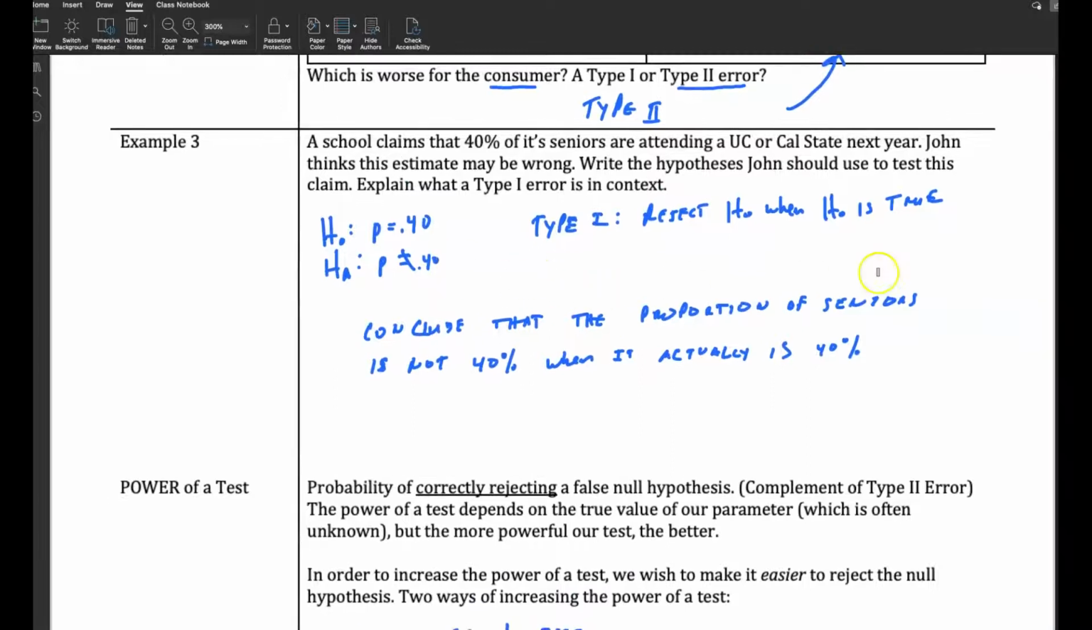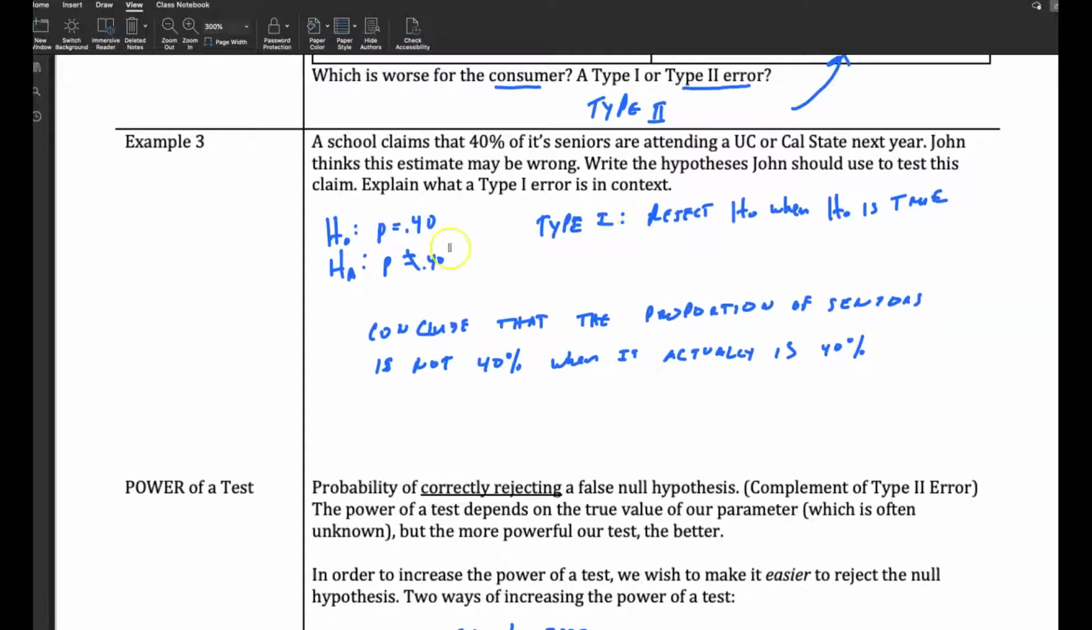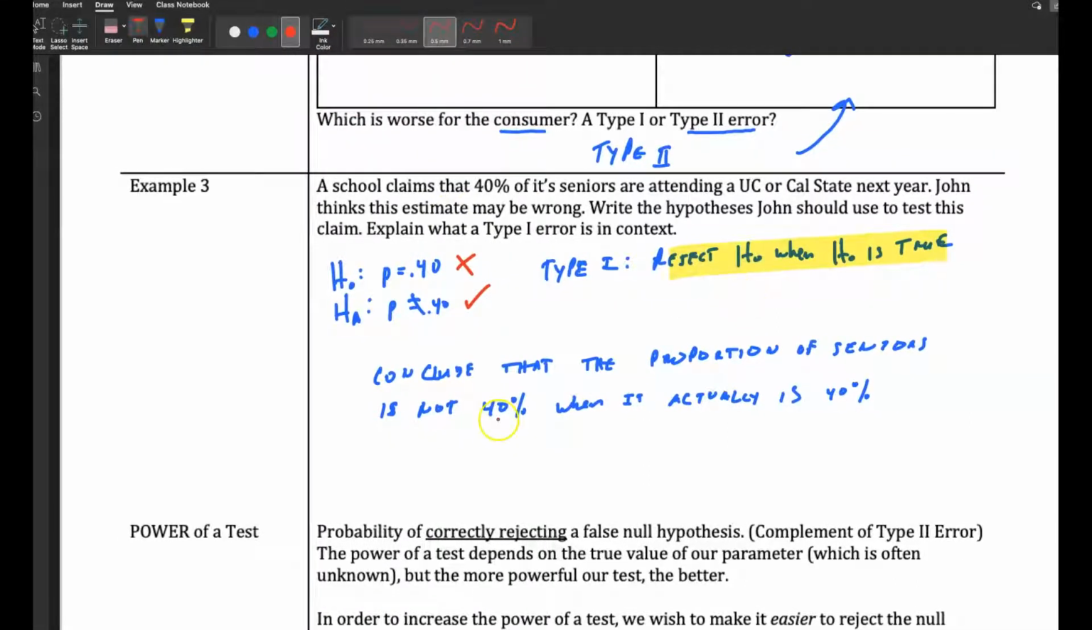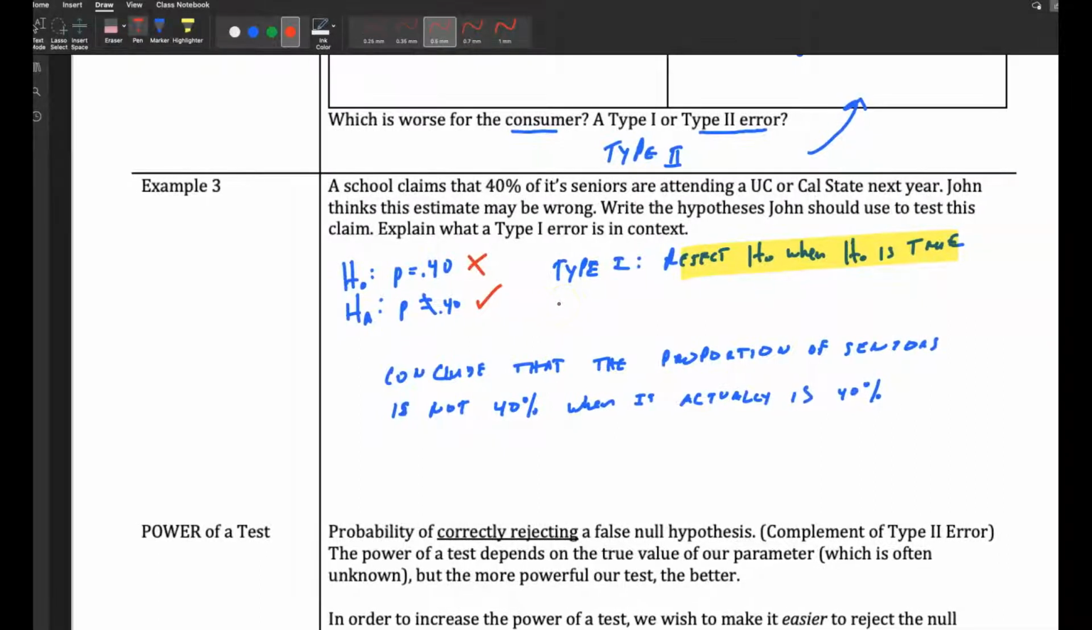And so here's just another example. You can go ahead and take a look at it: what is a Type 1 error in this context? Conclude that the proportion of seniors is not 40% when it actually is. Remember, Type 1, we reject the null hypothesis when it's actually true. This is a Type 1 error. We're rejecting this when it's actually true, when the percent is actually 40%, but we rejected that.